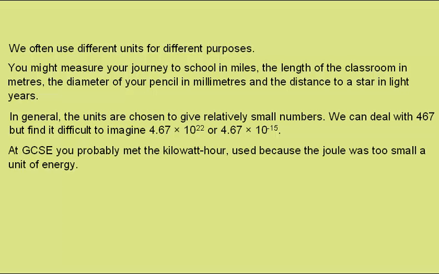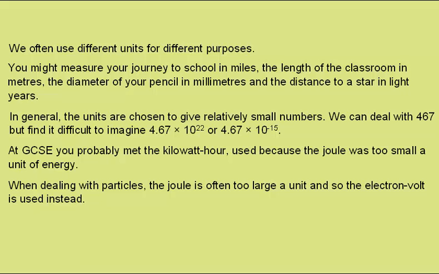At GCSE, you probably met the kilowatt hour, used because the joule was too small a unit of energy, the kilowatt hour being a much bigger unit of energy. When dealing with particles, the joule is often too large a unit of energy, and so the electron volt is used instead. But what exactly is an electron volt, and how does it come about?